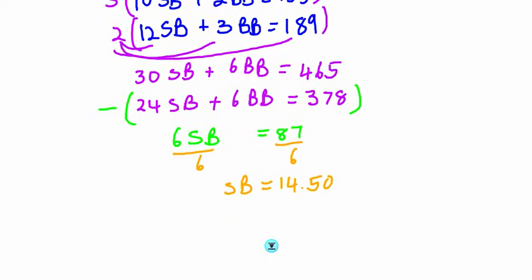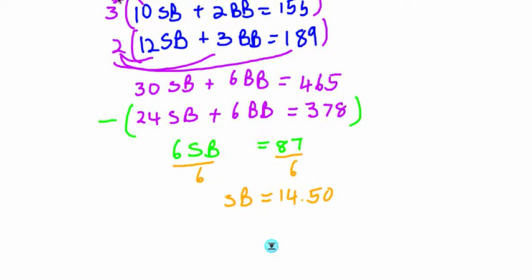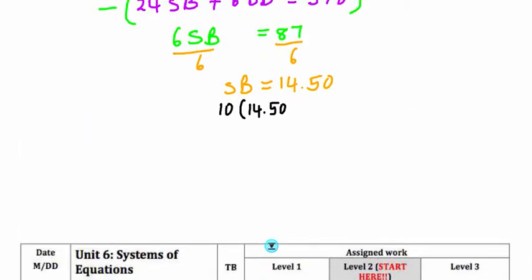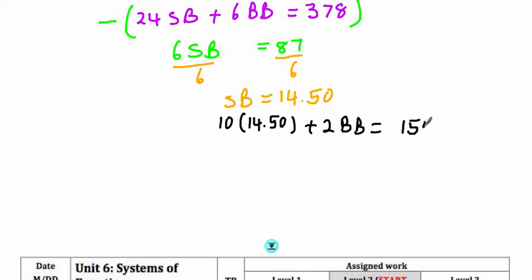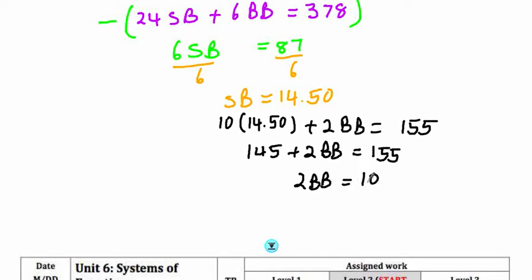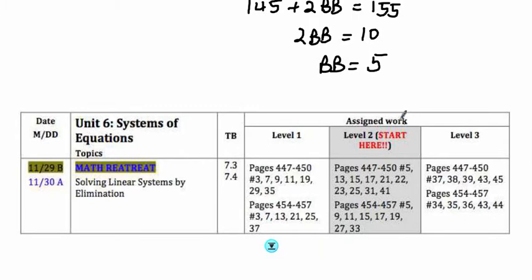We've also been asked to find the cost of a soccer ball bag, and so now we must substitute back into one of our equations. I'll select the first equation, and so we have 10 times the soccer ball price plus two ball bags is going to give us a total cost of 155, and so we have 145 plus 2BB equals 155. Rearrange the equation and we are able to figure out that a ball bag costs $5 and a soccer ball costs $14.50. Okay, and at this point your focus should be on working on the level 2 assignment.